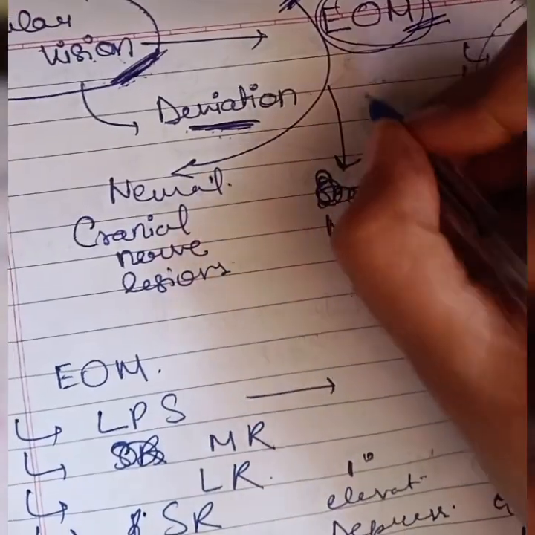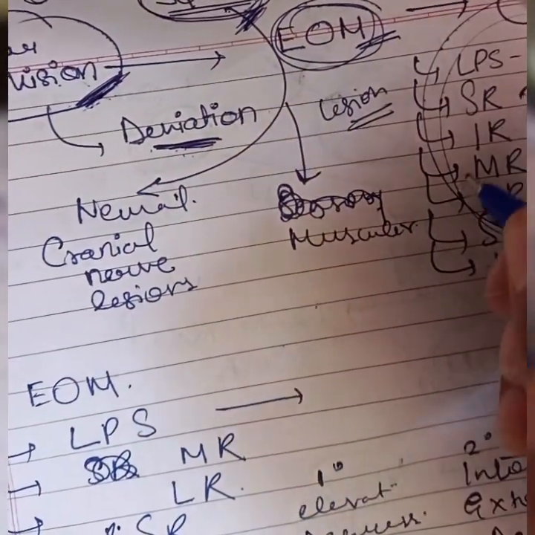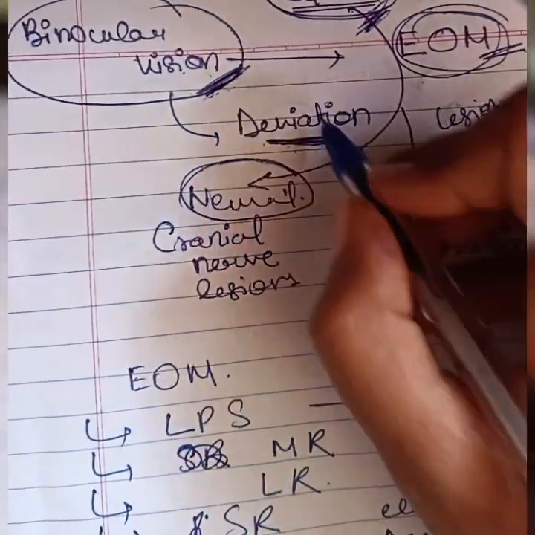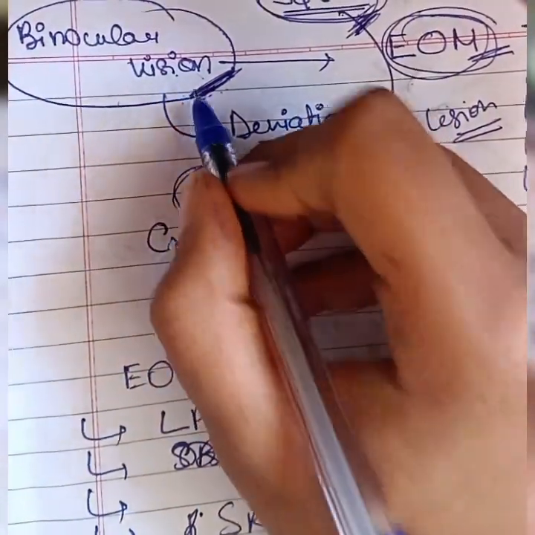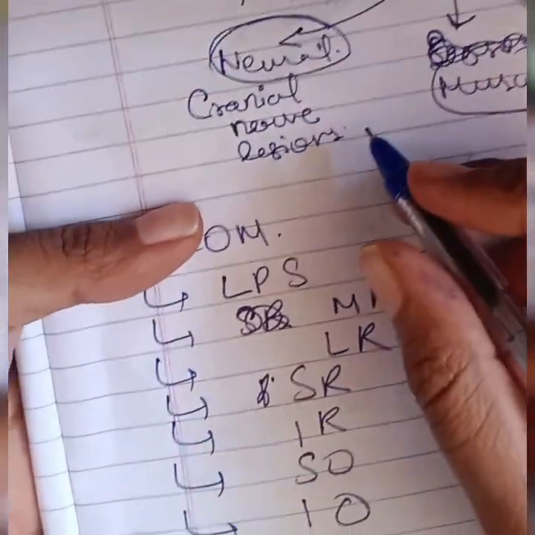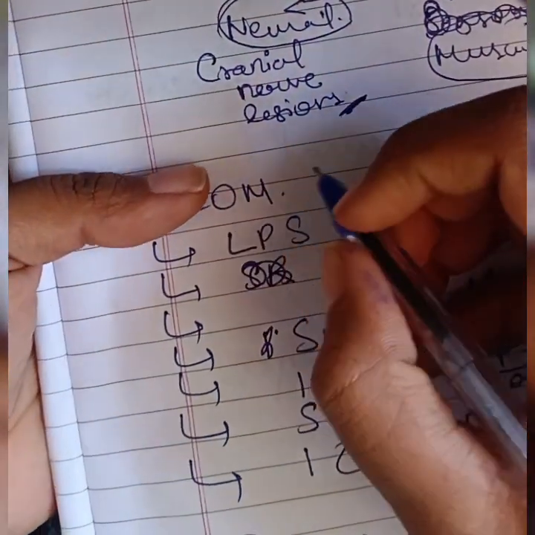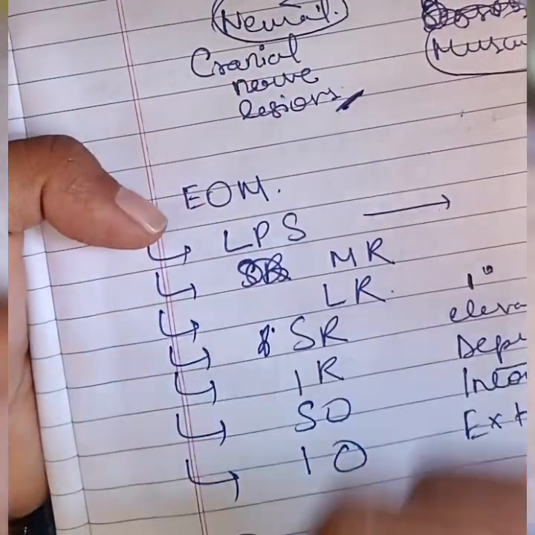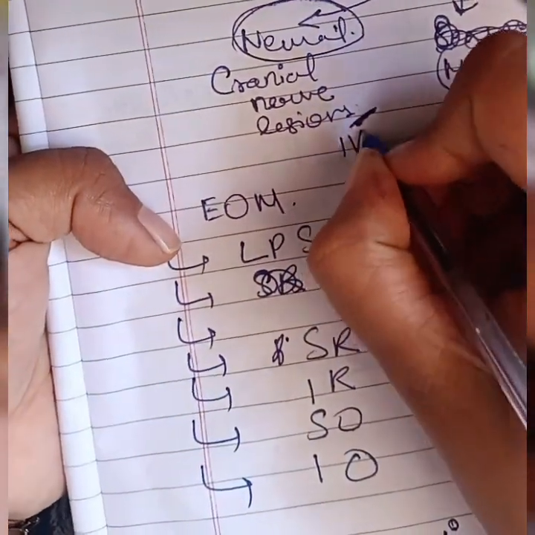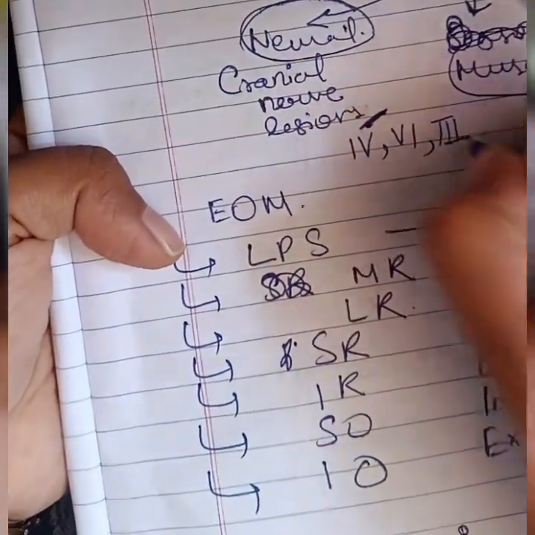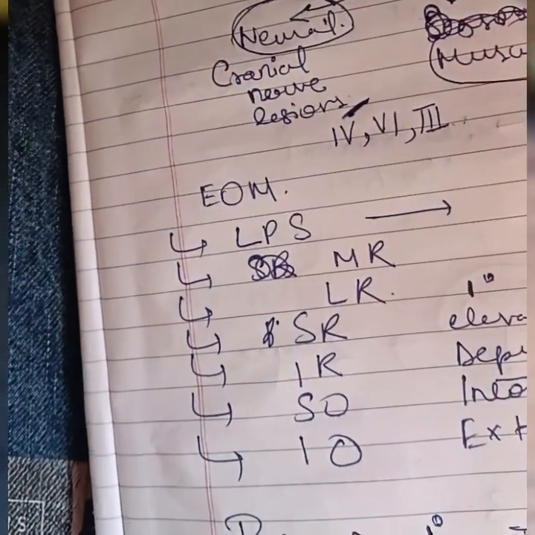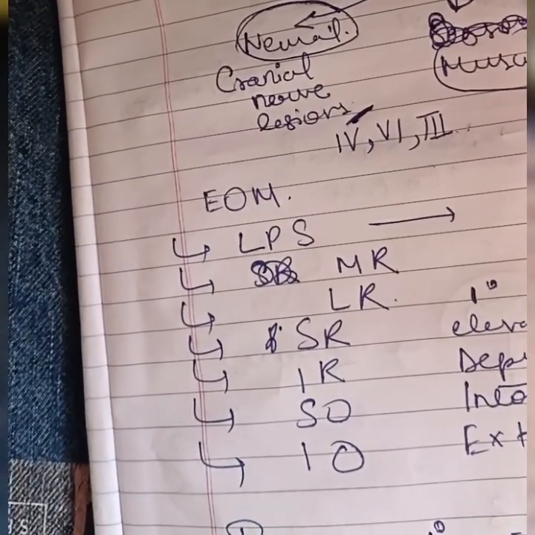And any kind of lesion or any kind of problem which arises, it can be a neural problem or a muscular problem, results in the deviation from the binocular vision, which results in the condition which is called squint. Now what can be the causes? We can have cranial nerve lesions. So cranial nerve lesions of your 4th cranial nerve, 6th cranial nerve, 3rd cranial nerve would basically result in problems in your extraocular muscles and contractions.